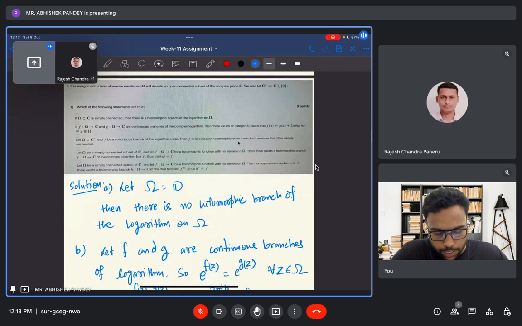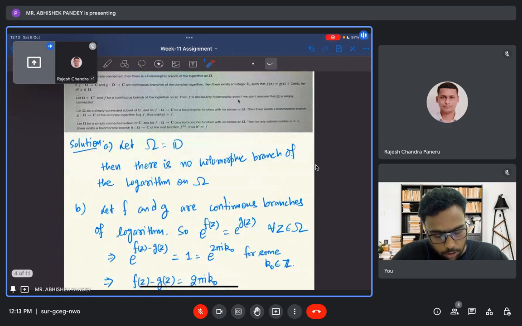Let omega, a subset of C, be simply connected, then there exists a holomorphic branch of the logarithm. Okay, so you simply take the punctured unit disk. There is no holomorphic branch of the logarithm. Also at 0 it is not defined itself. So you cannot define a branch of the logarithm.